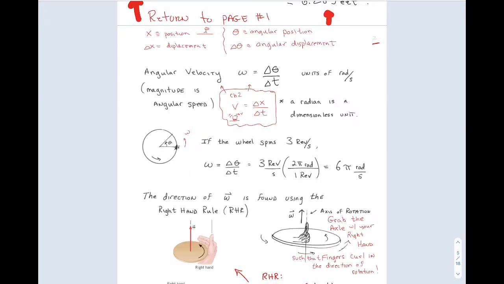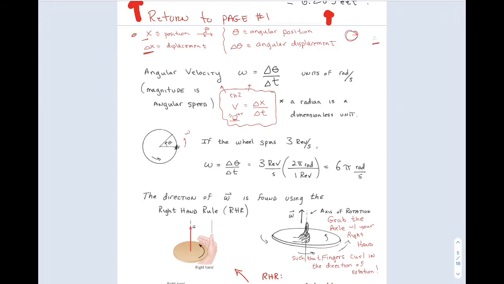All right. So remember in chapter 2, I'm trying to make the connection between the stuff we did in chapter 2, first week of February, and the stuff we're doing now. In chapter 2, a person walks down the road, x was their position. When they changed their position, delta x was their displacement.